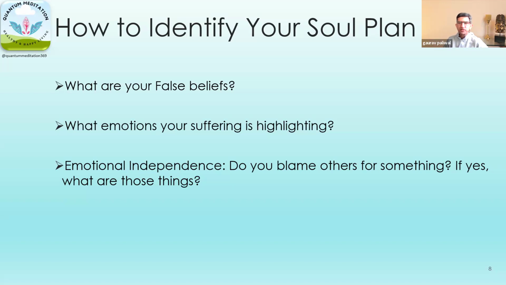Emotional independence is a big thing because it's so easy. I just blame someone else for my suffering, what I call suffering. And you can have multiple things. I'm not only blaming others and I'm in denial mode also. And then a false belief on top, that I will never be successful, I will never be able to communicate properly, and all those things.